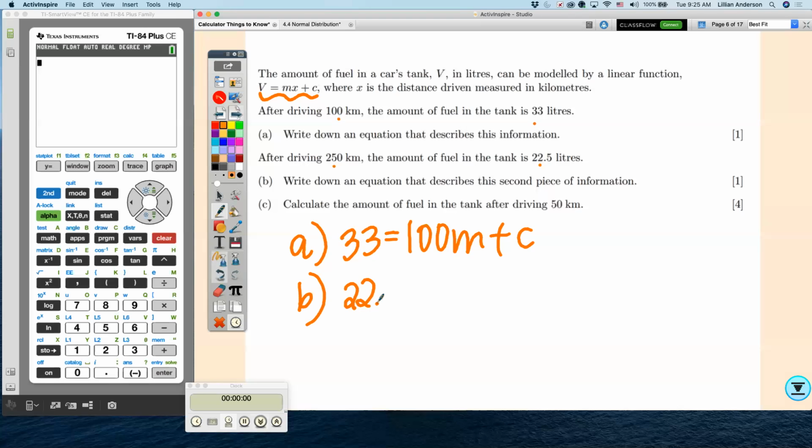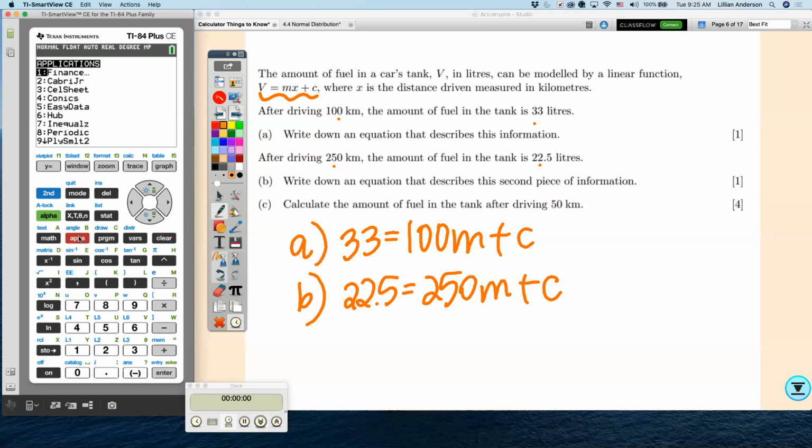22.5 equals 250M plus C. What does this look like? Or what is this? A system of equations. Now, if you remember how to do this algebraically, elimination or substitution, by all means do it, okay? But if you forgot how to do this, or you were never good at solving a system of equations, there was a feature in your calculator that we went over in your junior year. It was located in apps as well, option 9, Simult 2.